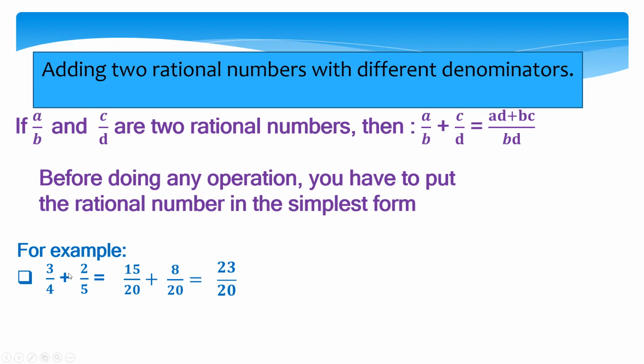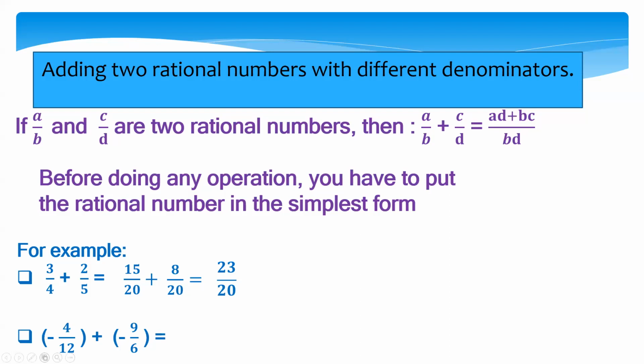And we make cross multiplication. 5 multiplied by 3 will be 15. 4 multiplied by 2 will be 8. And keeping 20 the same, adding 15 plus 8. And check the rational number in the simplest form, yes.